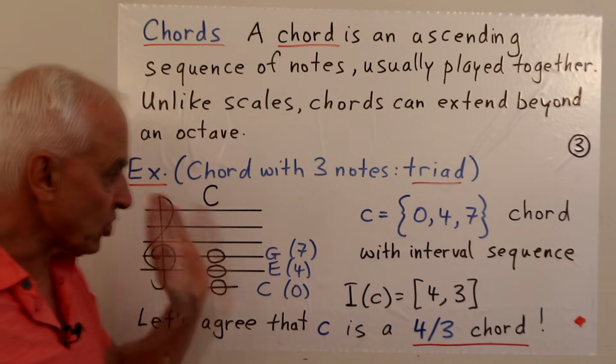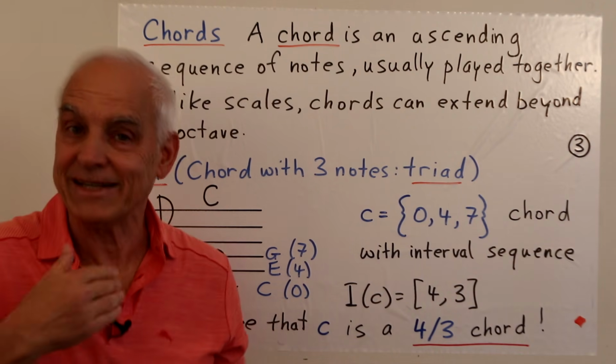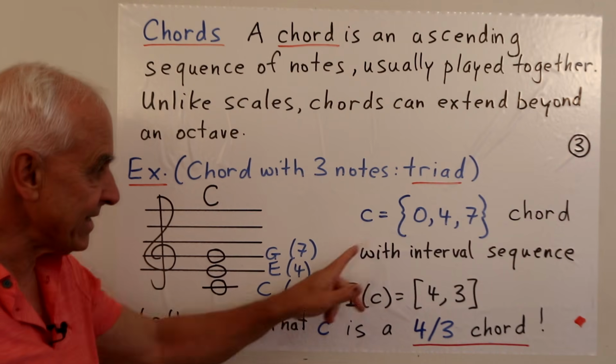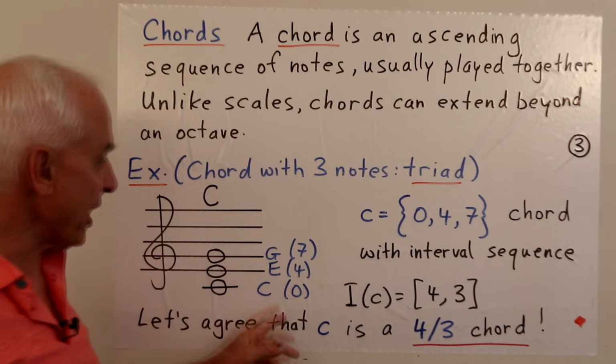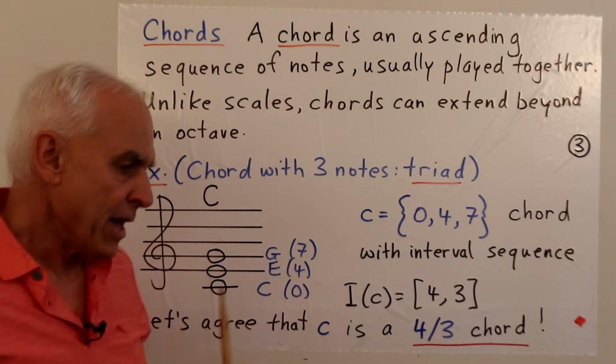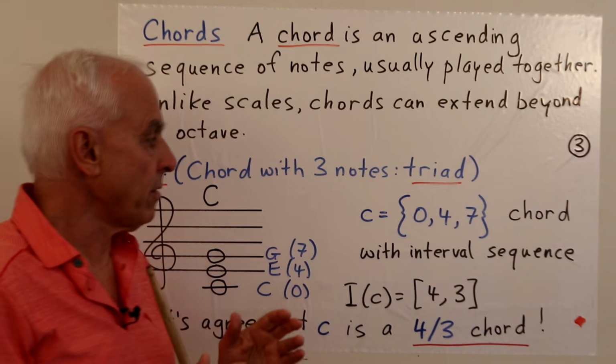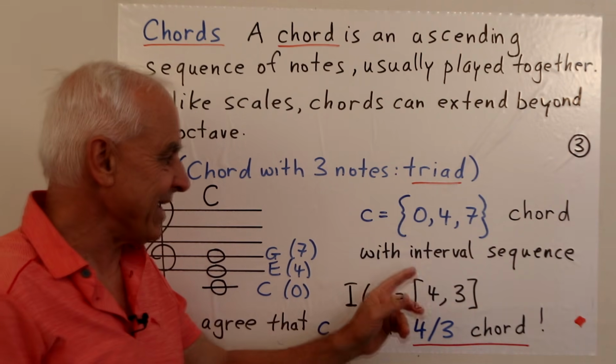So there are just 3 notes in this chord, and there are 3 entries in this list or sequence. We're just listing the notes that are occurring in the chord in ascending order. Now, the type of the chord is captured better by the interval sequence.